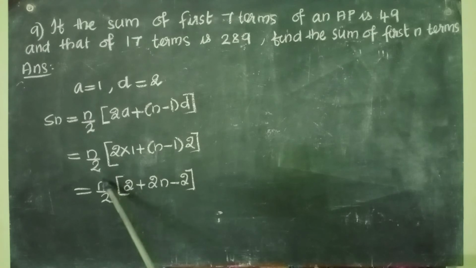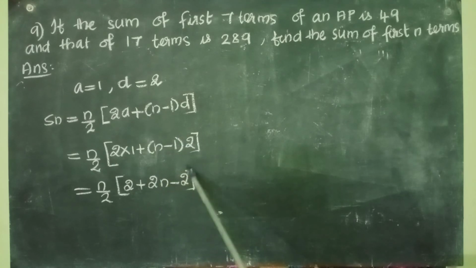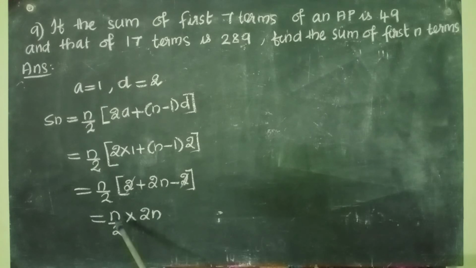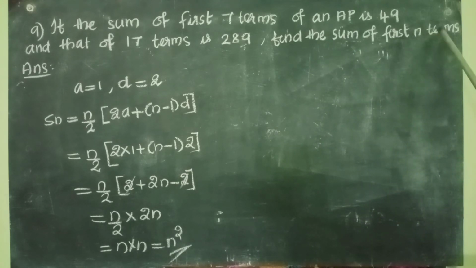So that is equal to n by 2 into 2 plus 2n minus 2. This bracket we removed, n into 2. It is 2n. Minus 1 into 2. It is minus 2. Now you can see this is plus 2 and this is minus 2. We can cancel it. So we get n by 2 into 2n. Now you can cancel this 2 and 2 again. So we get n into n, that is equal to n square. Therefore the sum of first n terms is n square.